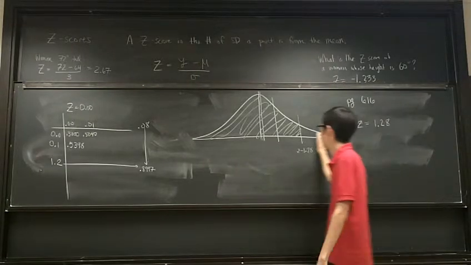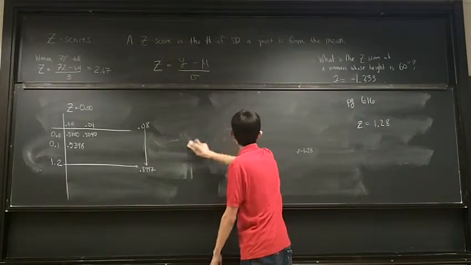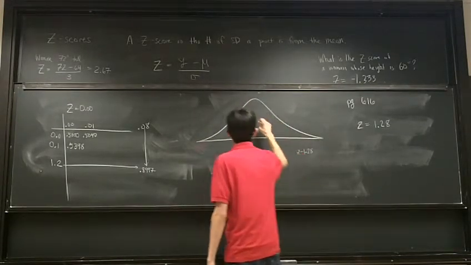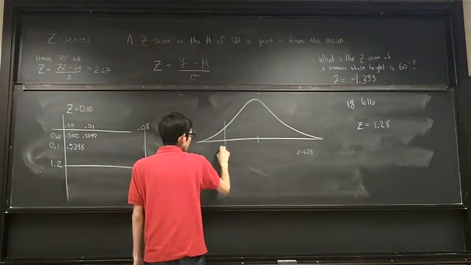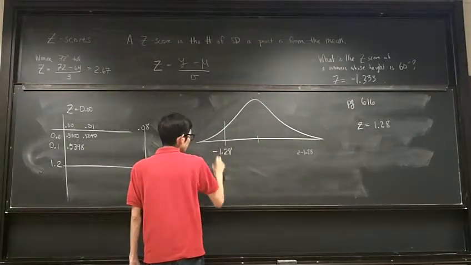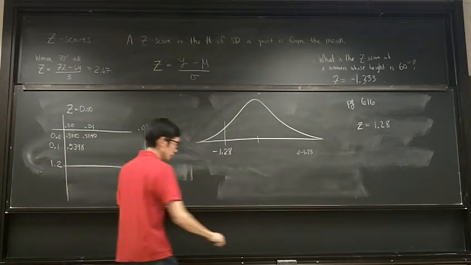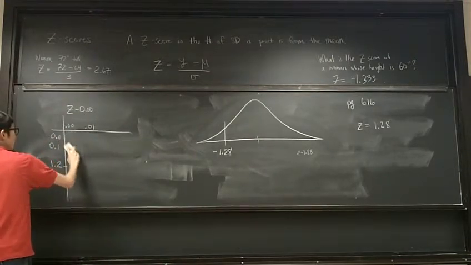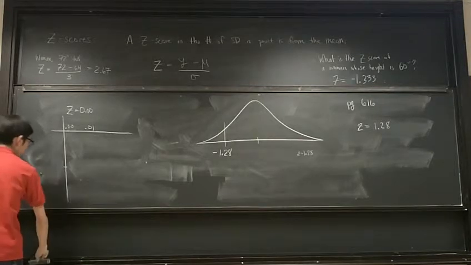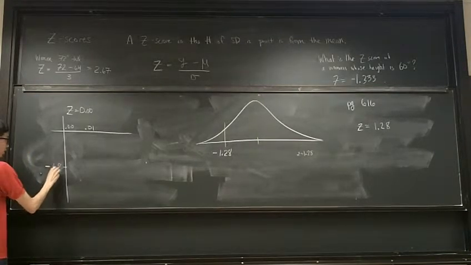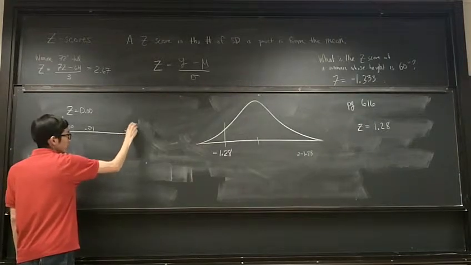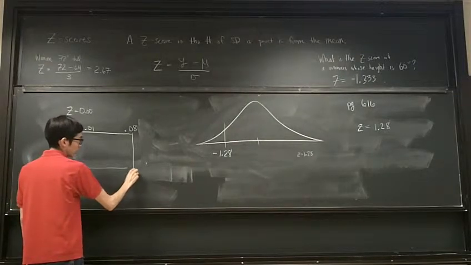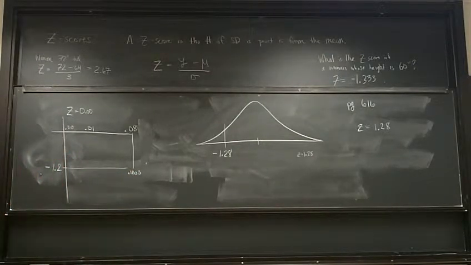All right, what if I go to 1.28 standard deviations below the mean? My z is then equal to negative 1.28. Where do I go on my table? I look up the row negative 1.2, and I go to the column 0.08. And how much is there? 0.1003.